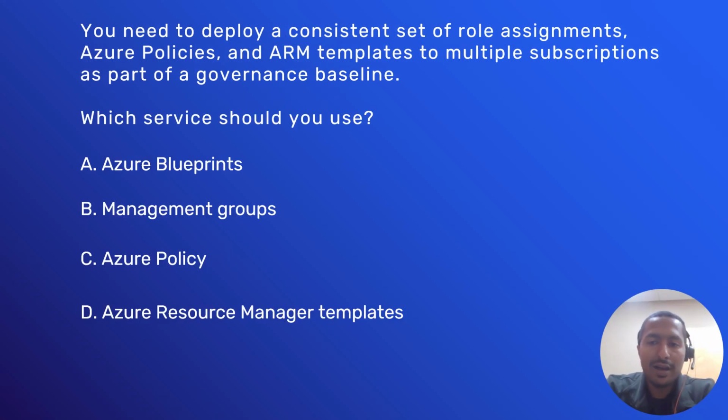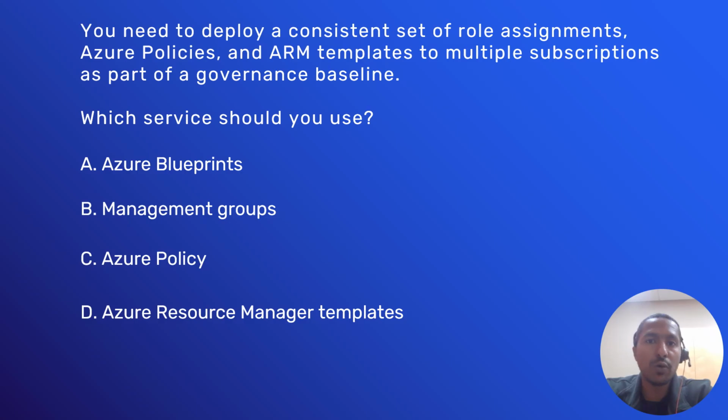Now, let's go to this question. You need to deploy a consistent set of role assignments, Azure policies, and ARM templates to multiple subscriptions as part of a governance baseline. Which service should you use? A, Azure Blueprints. B, Management Groups. C, Azure Policy. D, Azure Resource Manager Templates.